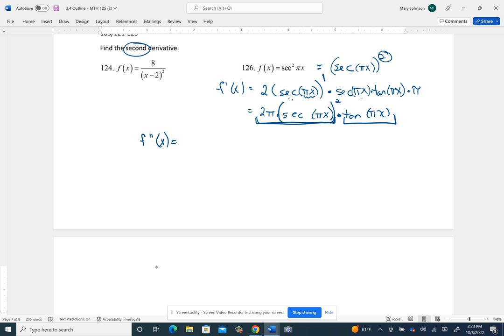Okay. So my exponent is going to come down when I do the derivative. So it's going to be 2 times the 2 pi times the secant of pi x, now to the first power, times the derivative of secant, which is secant pi x tangent pi x, then times the derivative of pi x, which is pi. All right, all that I just did was just the derivative of the first function.